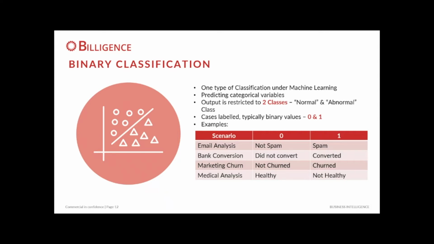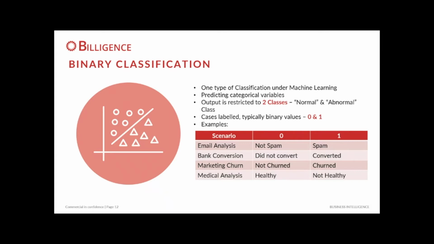Another example that you would be more familiar with would be medical analysis, where a normal state would consider a patient as healthy and an abnormal class would register a patient as unhealthy. So for our case, one class involves a situation where a customer attends a course, which is our normal state, and another class involves the situation where a customer does not attend a course, which is our abnormal state. And since binary classification cases are typically labeled 0 and 1, we will assign a class label of 1 for our normal state and a class label of 0 for our abnormal state.